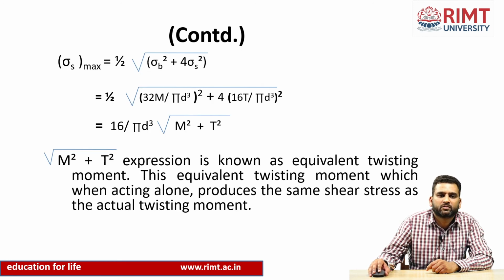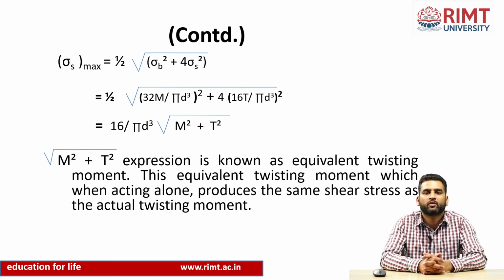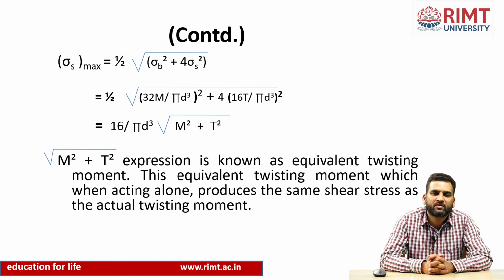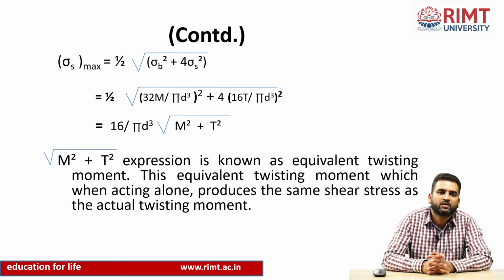On solving, the maximum shear stress induced in the shaft comes out to be 16 divided by pi d cubed under root m square plus t square. This expression, under root m square plus t square, is known as equivalent twisting moment. So, this equivalent twisting moment is that moment which when acting alone produces the same shear stress as the actual twisting moment. So, this equivalent twisting moment has the combined effect of bending and torque.